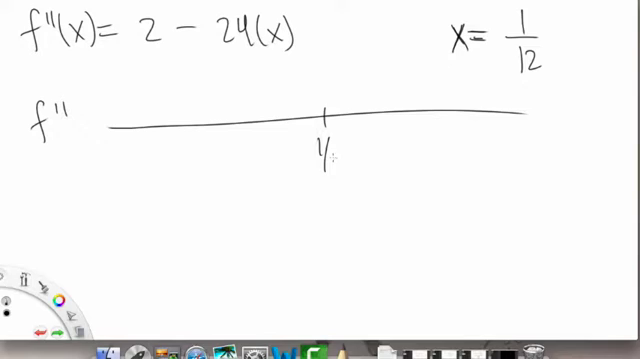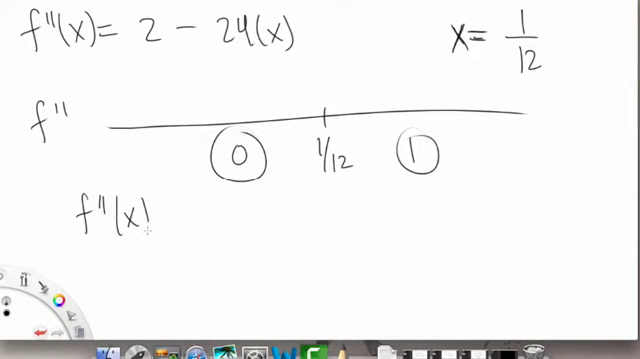That was supposed to be a 12. Okay, there we go. So we can pick just easy points, 0 and 1. So let's plug those into the second derivative. If f double prime of x is equal to 2 minus 24 times 0, then we get a positive 2, right? So that's positive, that's good.